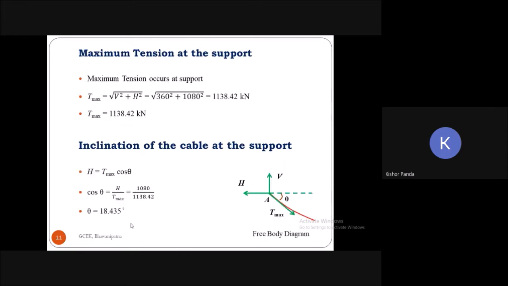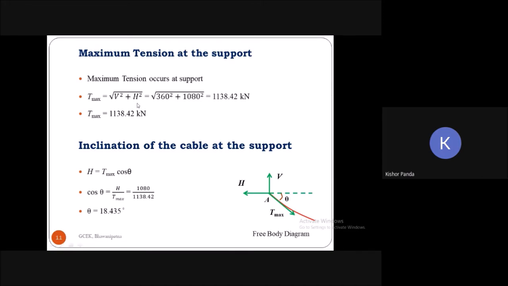Then find out the maximum tension at the support, because this is the support point, and here there are the vertical reaction at A, and this is the horizontal thrust at A, and this is the cable. So when you draw a tangent to the cable, this is the maximum tension, because you will get the maximum tension at the support. So here this is the maximum tension T max, and the angle of the maximum tension with horizontal is theta. The maximum tension in the cable is equal to root over V square plus H square, because this is H and this is V.